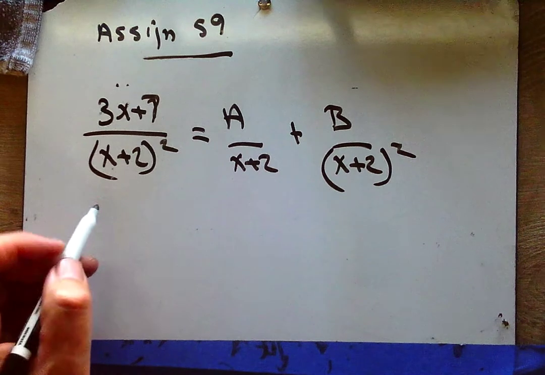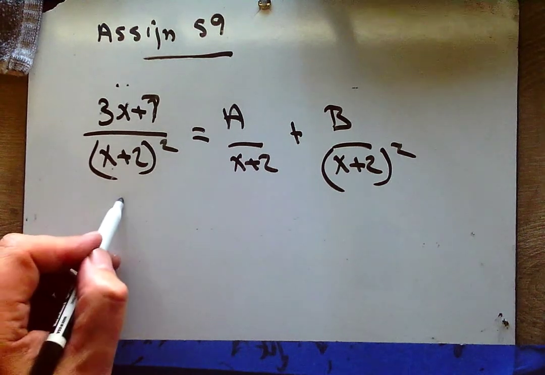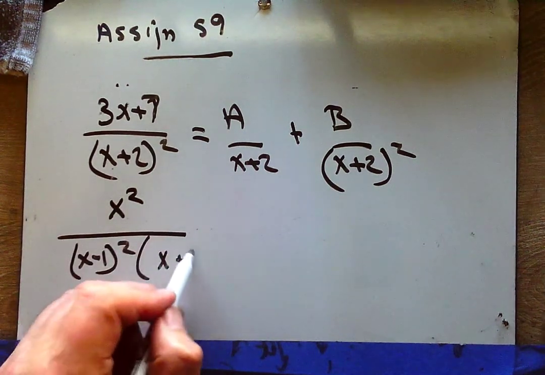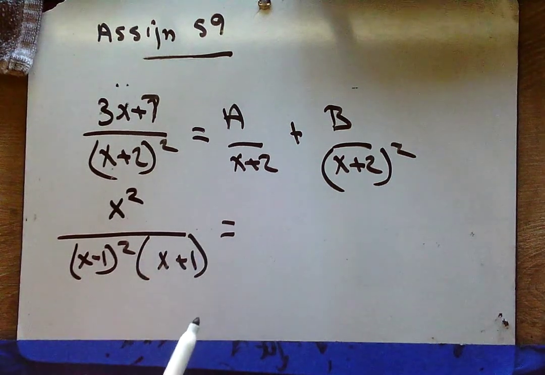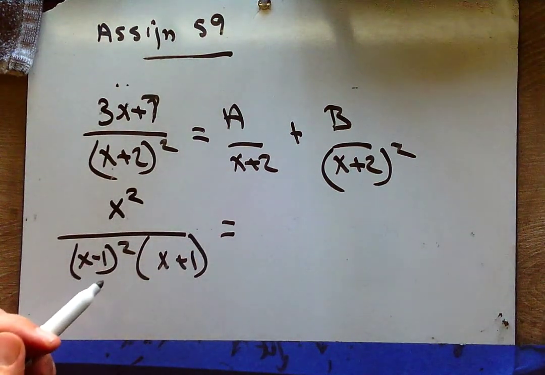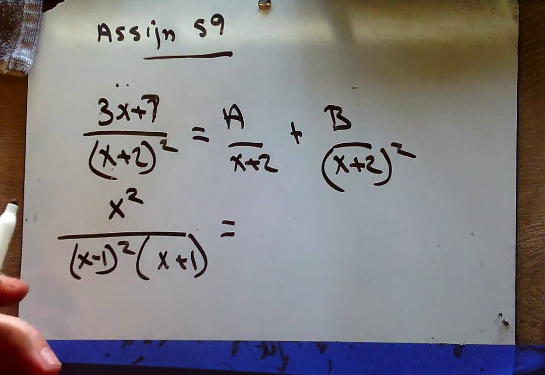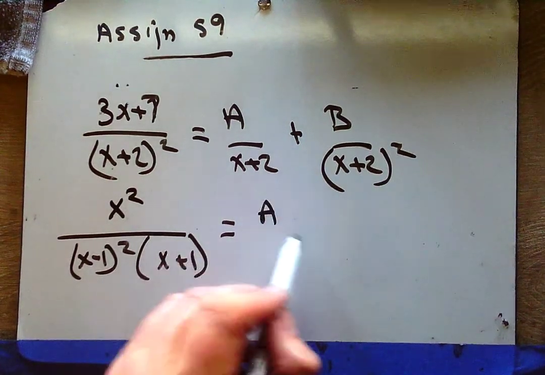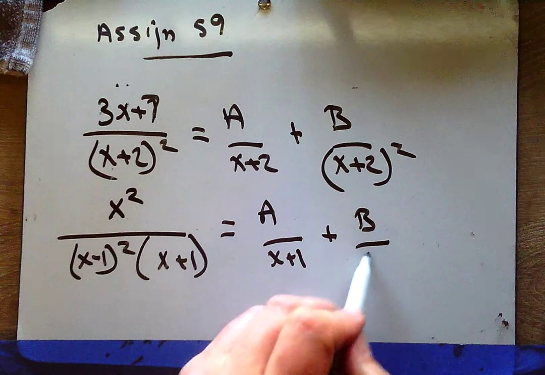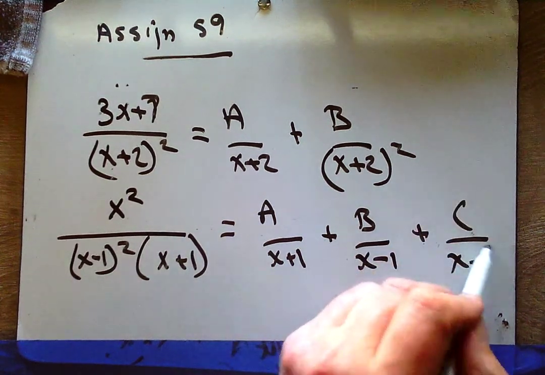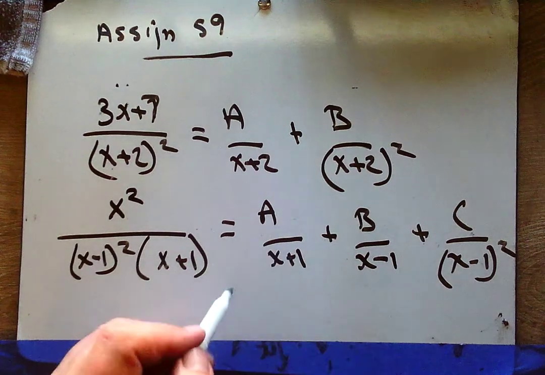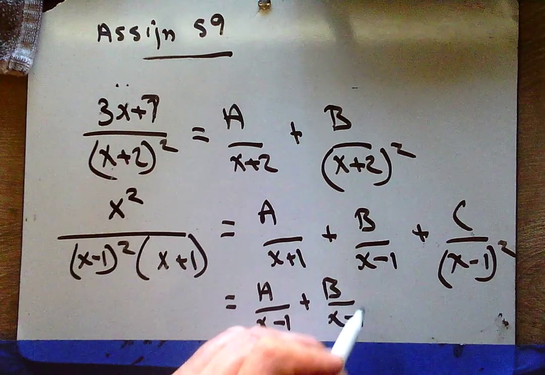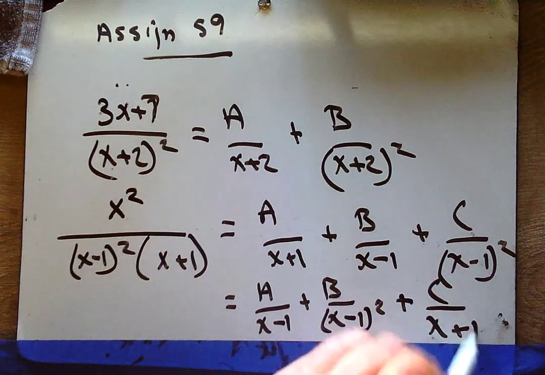How about this one? x squared over (x minus 1) squared times (x plus 1). You do the setup for this one. Hey, welcome back. So I see the repeated factor, and I only have one of those. So A over x plus 1, B over x minus 1, and C over (x minus 1) squared. You could, of course, write this as A over x minus 1 plus B over (x minus 1) squared plus C over x plus 1.